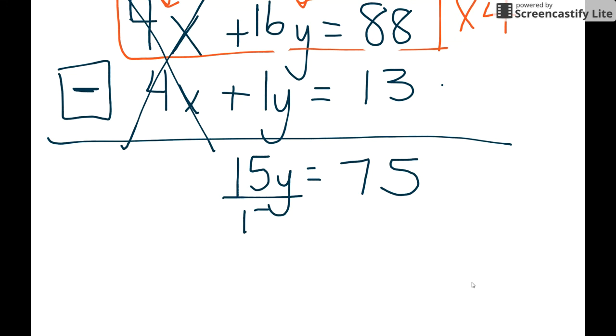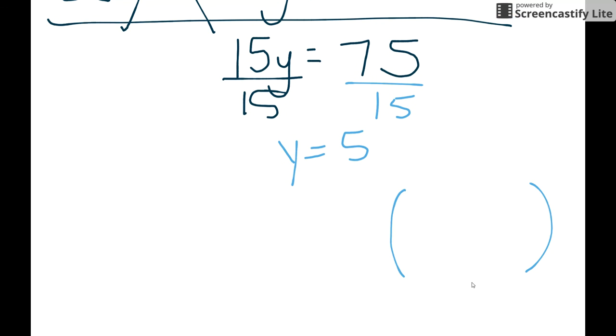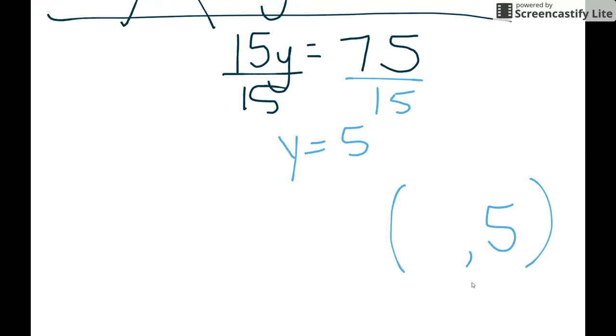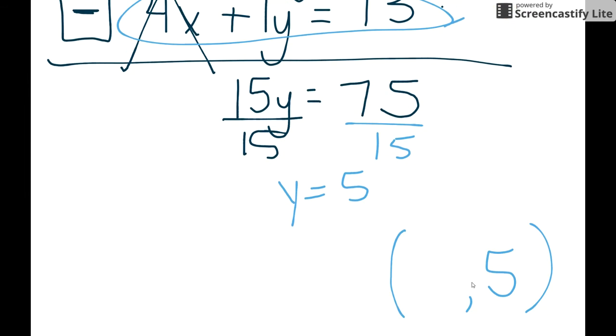So, easy one-step problem. Divide by 15, and you get y equals 5. So again, your ordered pair is going to have y equals 5. So we put a 5 in the y spot. So now we have to go back to the equation. You can use either one of these. You can use this one or this one. I'm going to go with the bottom one because it's smaller numbers. 4x plus 1y equals 13, but now I know the y is 5.